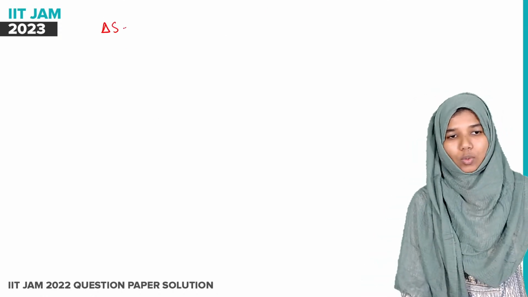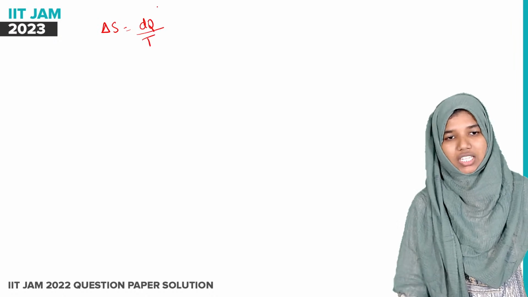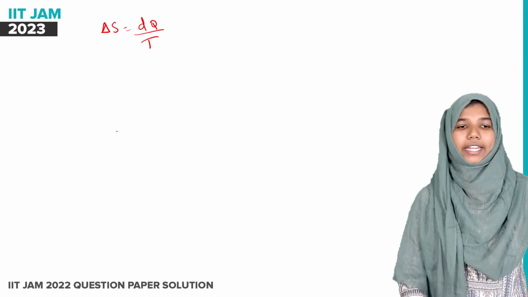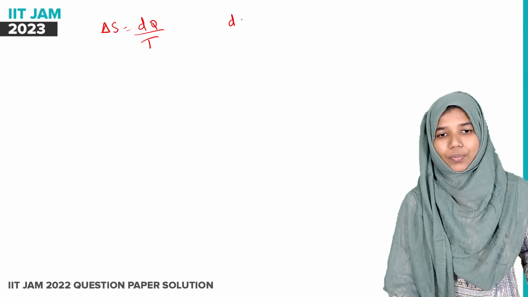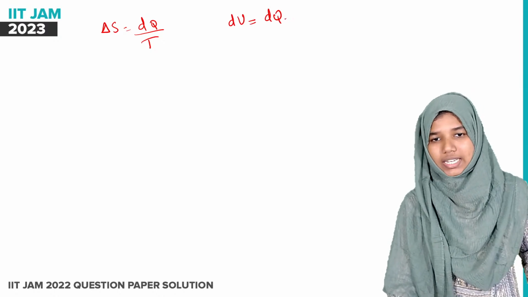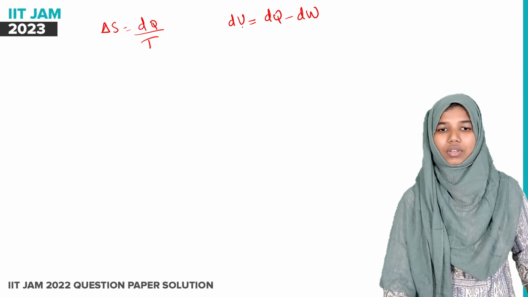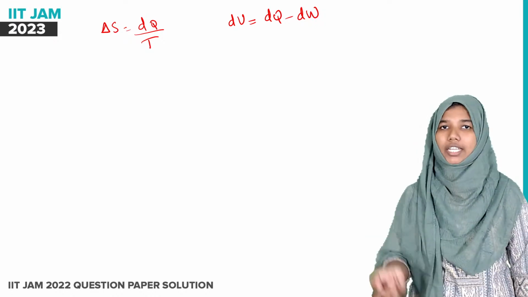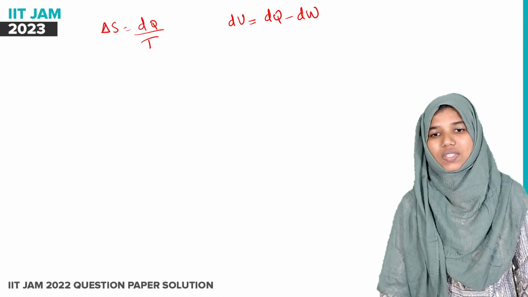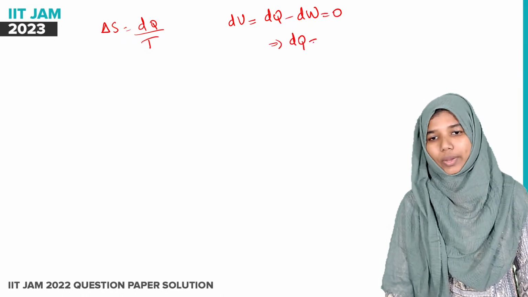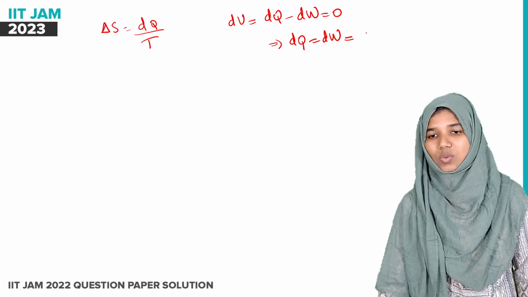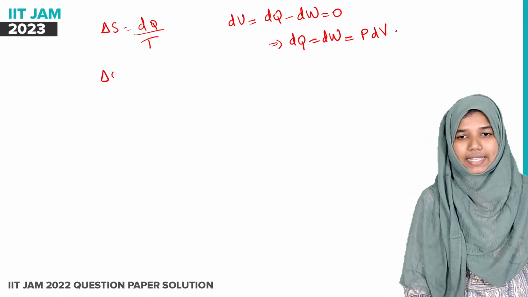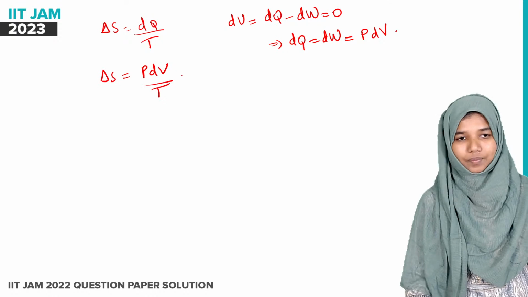Okay, so delta S is given by dQ by T. Also, dU is equal to dQ minus dW. Okay, dU, the change in internal energy, is equal to dQ minus dW. So for isothermal expansion dT equal to 0, also dU is equal to 0. So dU is equal to 0, which implies dQ is equal to dW. Okay, the work done is P dV.